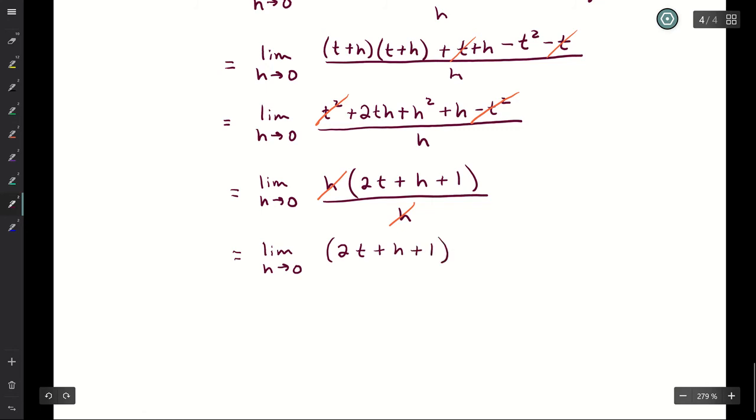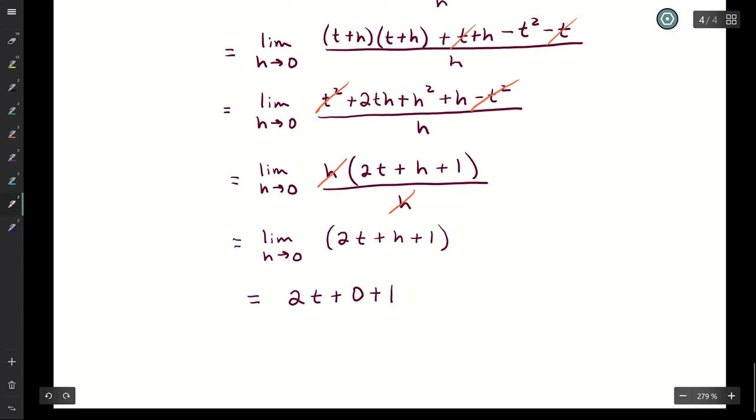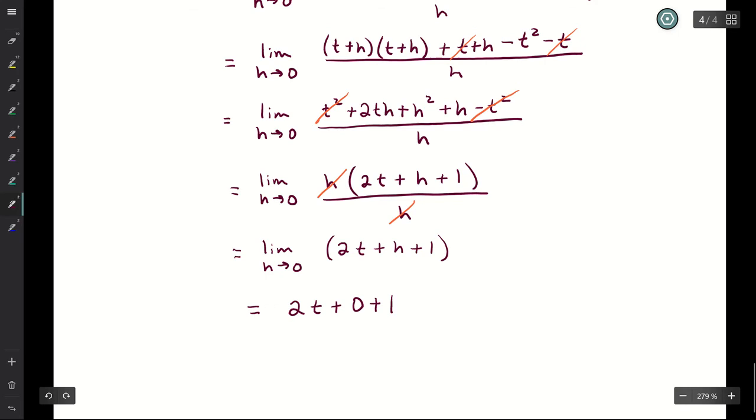All right. So up to this point, we weren't actually able to plug the 0 in because there was an h in the denominator. Now we can plug the 0 in for the h. So we would have 2t plus 0 plus 1. And we notice, and I don't want you to be nervous, that there's still a variable in the problem. So this becomes just 2t plus 1.